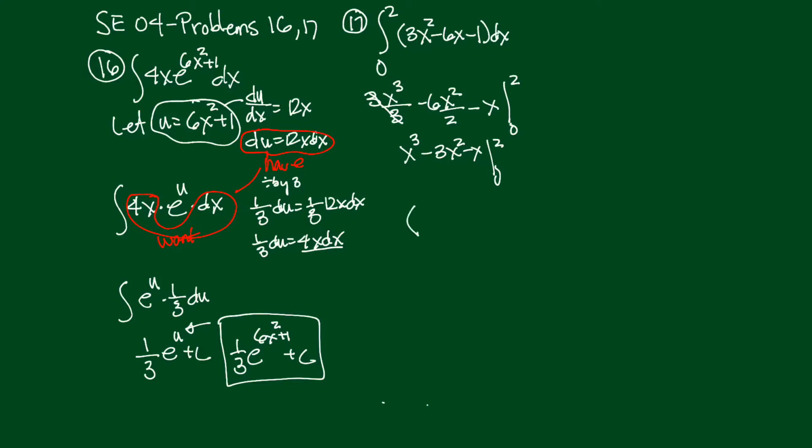Let's put in the upper limit, so we'll get 2 cubed minus 3 times 2 squared minus 2, minus, put in the lower limit, so we'll get 0 cubed minus 3 times 0 squared minus 0. Now this happens a lot, right? When you have all x's in here and the lower limit is 0, all that's going to go out. That just goes to 0. So let's see what we have. We'll have 8 minus 2 squared is 4 times 3 is 12 minus 2. So 8 minus 12 is negative 4 minus 2 is negative 6.